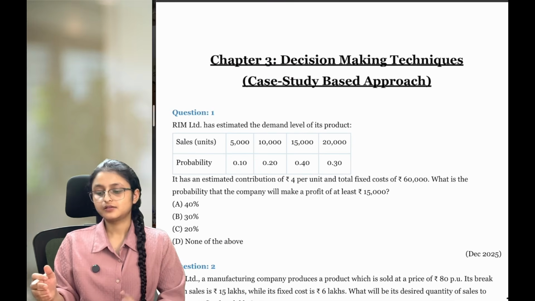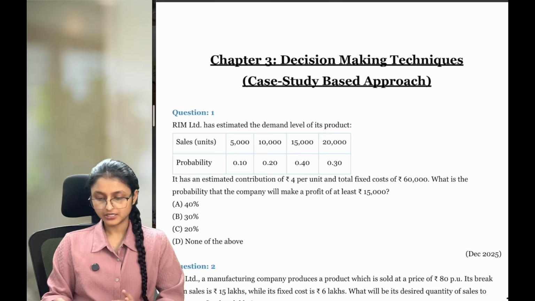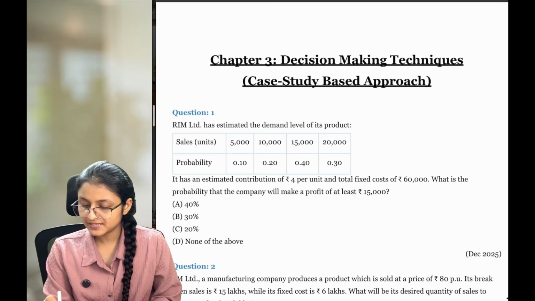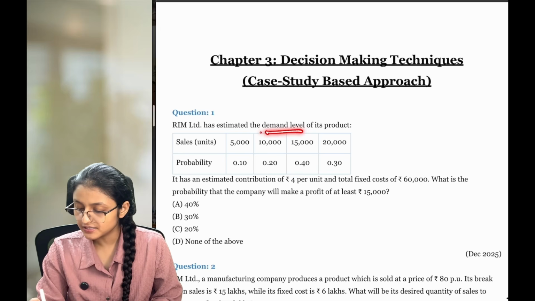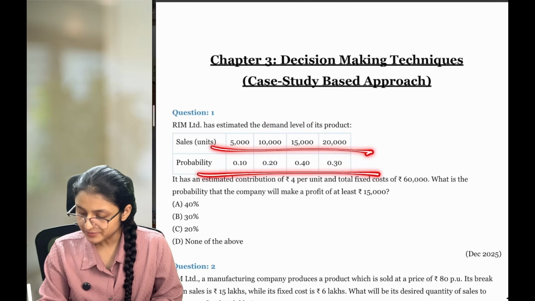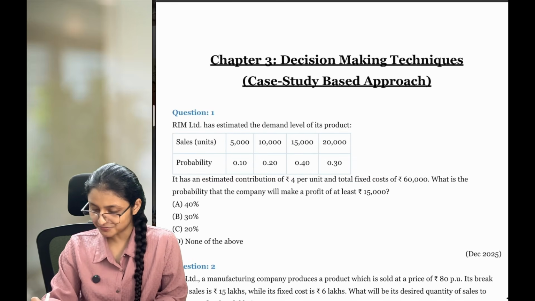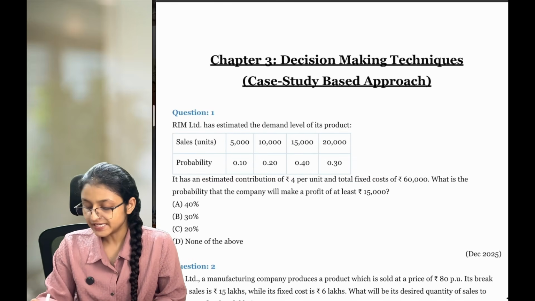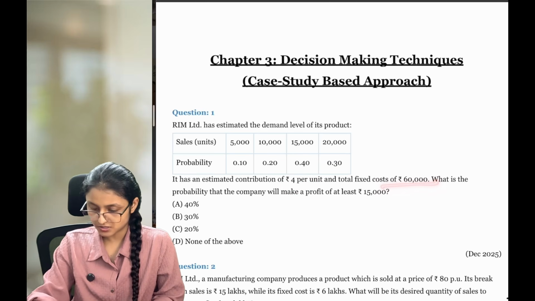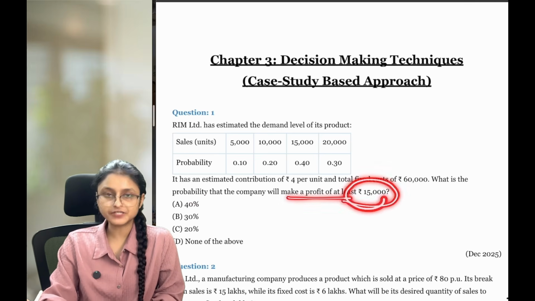Huge chapter, and around 3 MCQs are asked specifically from this chapter only. So this becomes an important chapter for you. Question number 1. RIM Limited has estimated the demand level of its product. Sales units are there and the probability of these units are given to you. So this is a question of decision making under probability. It has an estimated contribution of 4 per unit and total fixed cost of 60,000. What is the probability that the company will make a profit of at least 15,000?